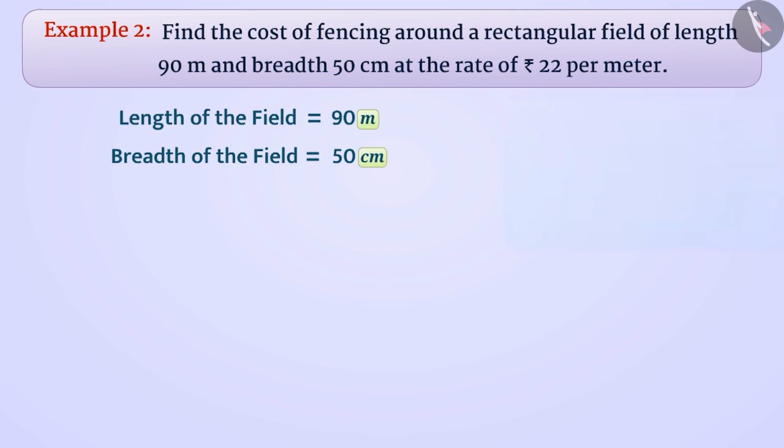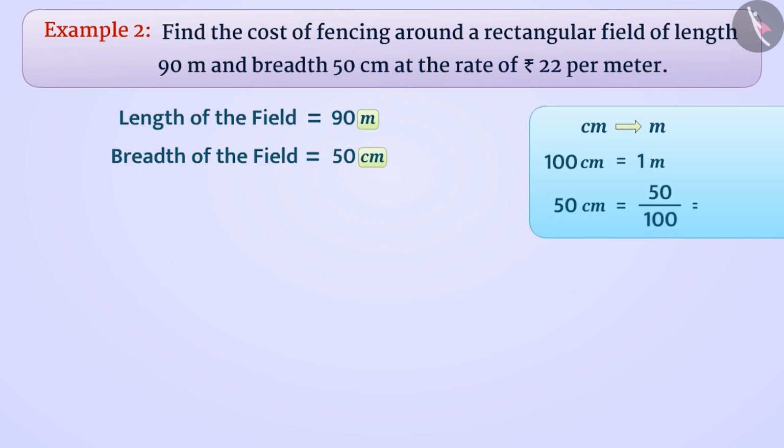So, in order to make the units of measurement the same here, we will convert centimeters to meters. We know that 100 centimeters is equal to 1 meter. So 50 centimeters is equal to 50 divided by 100 meter, which is equal to 0.5 meter.